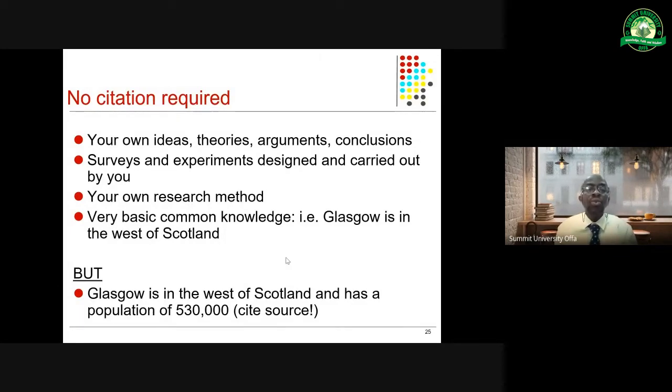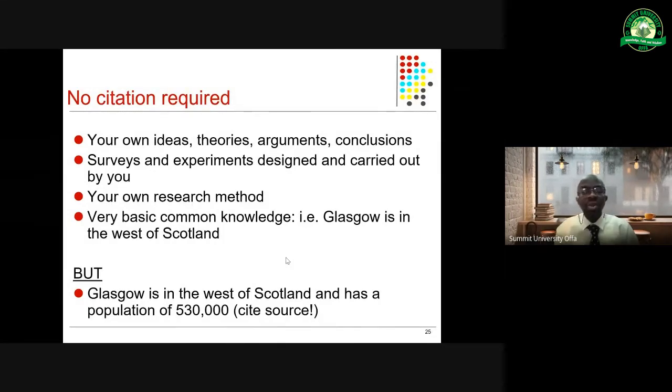do you think we don't need citation? Number one, when it's your own idea or ideas or theories or argument or conclusion. When the survey and experiment design have been carried out by you, when it's your own research methodology, or when it's even a basic knowledge.